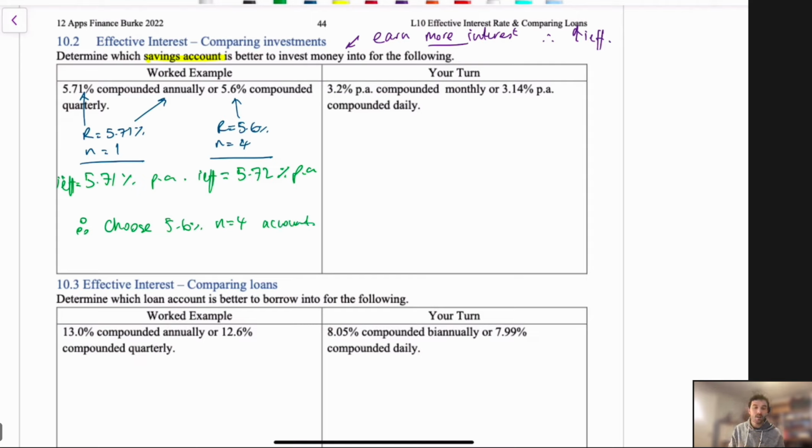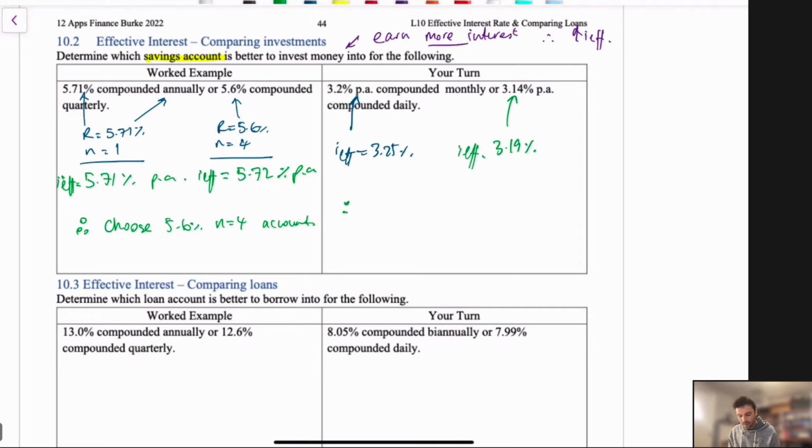Okay, hopefully you found that useful. Have a go at your turn. Press pause, press play when you're ready to check the answers. So here we go, we're going to go through the answers now. So this one here, the 3.2% per annum compounded monthly, the effective is 3.25%, and then the 3.14% compounded daily is 3.19% effective.